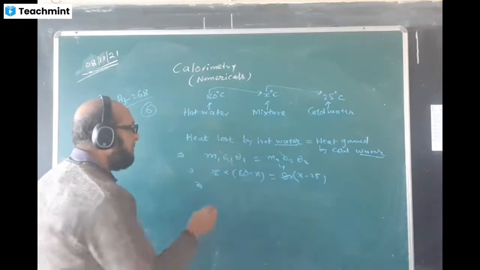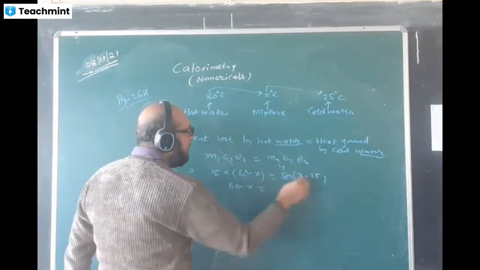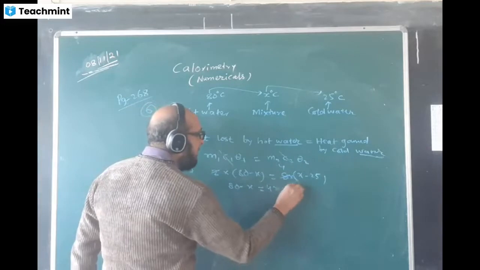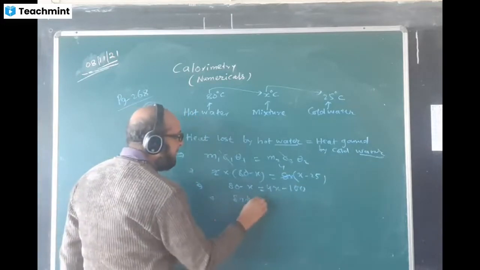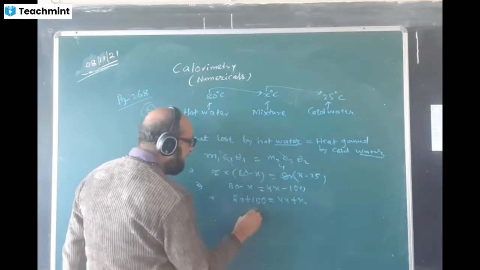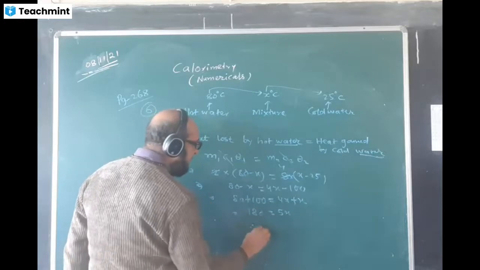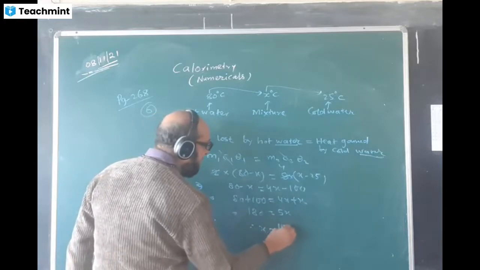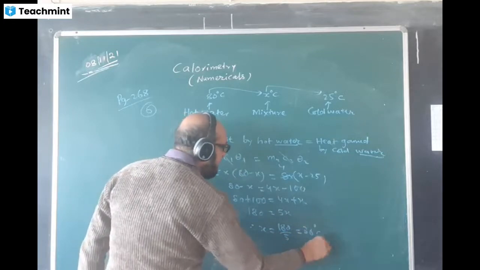Now get the answer. This will come 80 minus X. This will come 4 into this, 4 into this: 4X minus 100. Now get the answer. This will come 80 plus 100, which is 180. This is 4X plus X, 5X. Therefore, I'll get the value of X. X value will come 180 by 5. Answer will come 36 degrees Celsius.